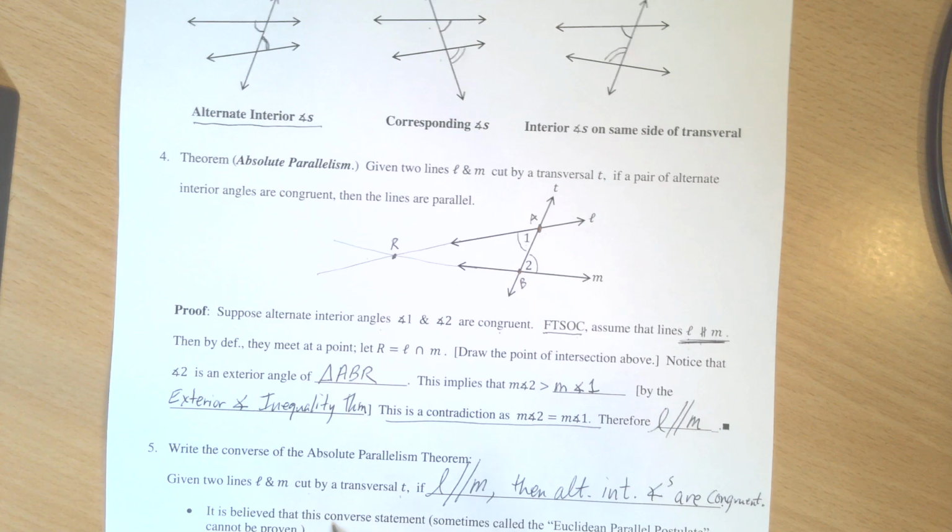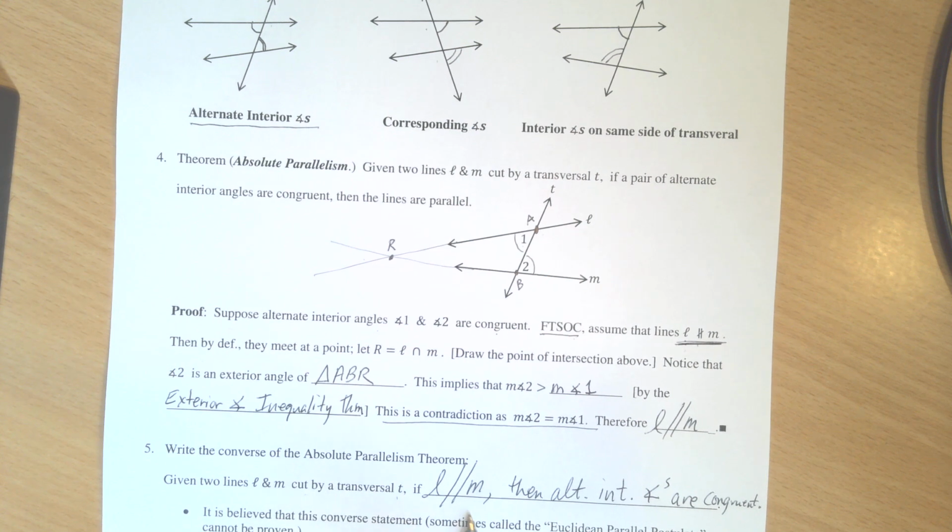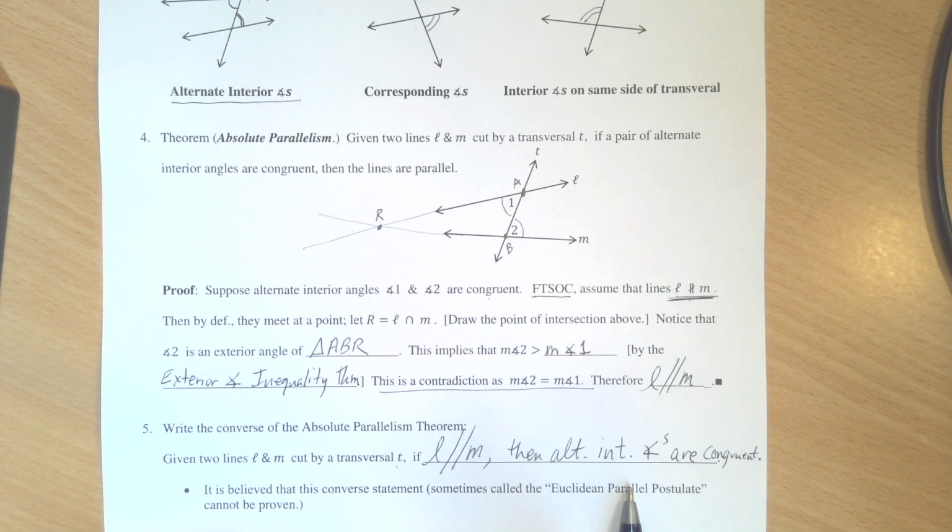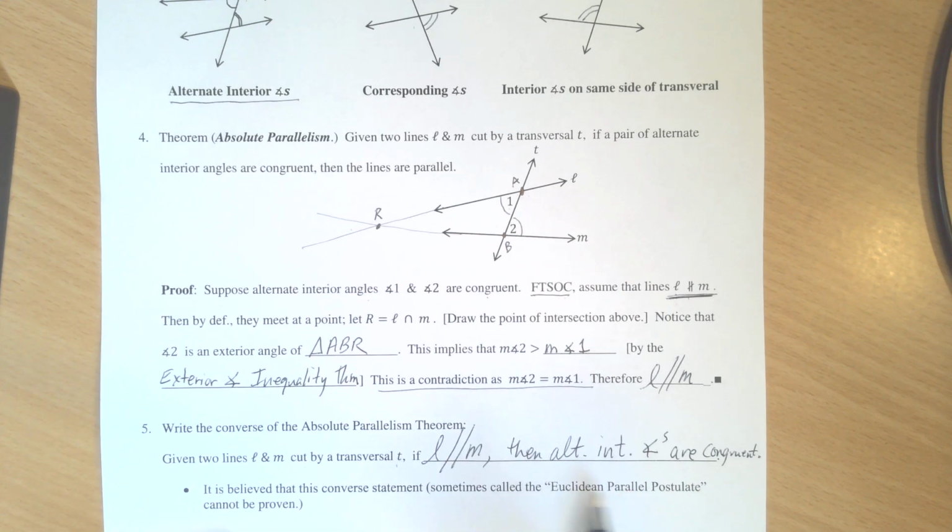This statement, it is believed that this statement cannot be proven. And it's called the Euclidean parallel postulate. And in Euclidean geometry, we simply assume that this statement is true.